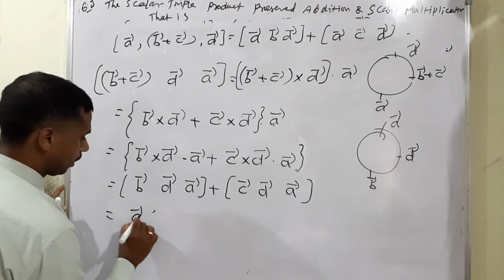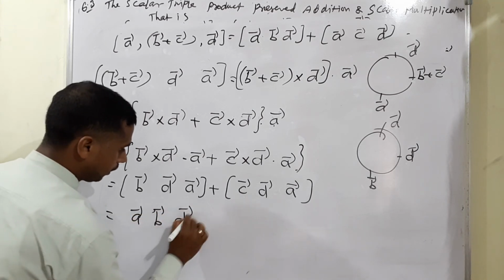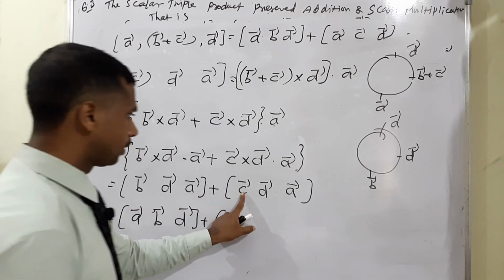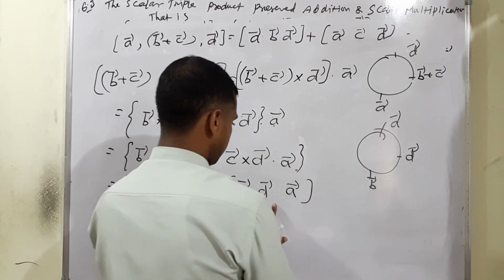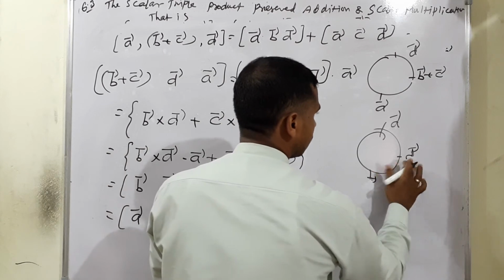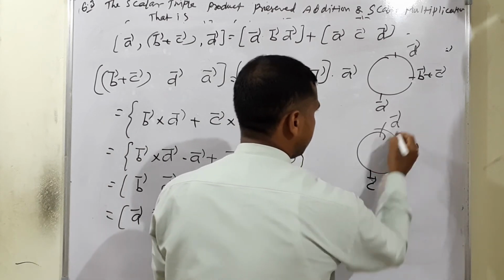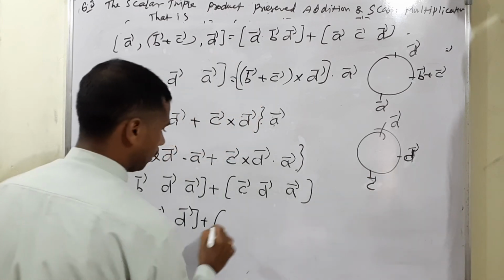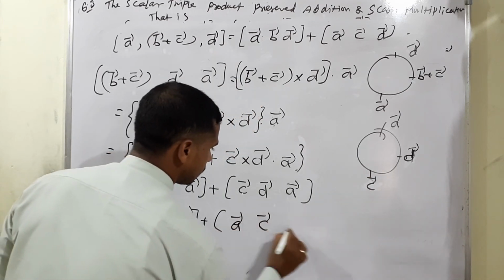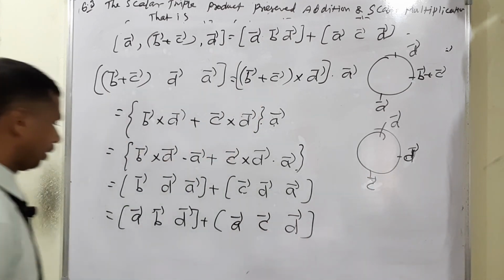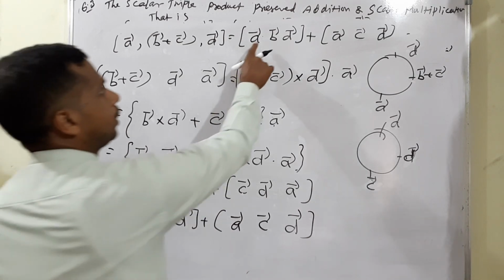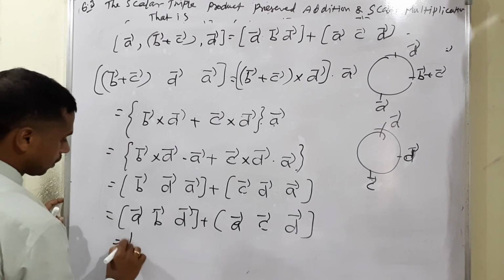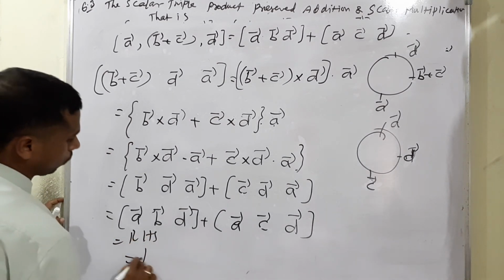We can write it A vector, B vector and D vector, plus the same concept starting with C. This is CDA, isn't it? Now starting with A means A vector, C vector, D vector. Look at there, ABD, then ACD. We can write it, this is RHS. So hence proved.